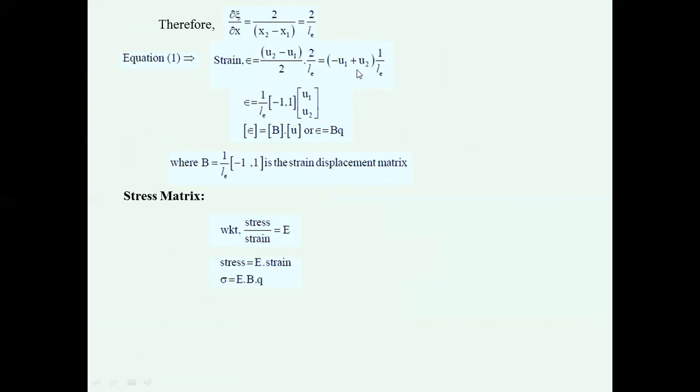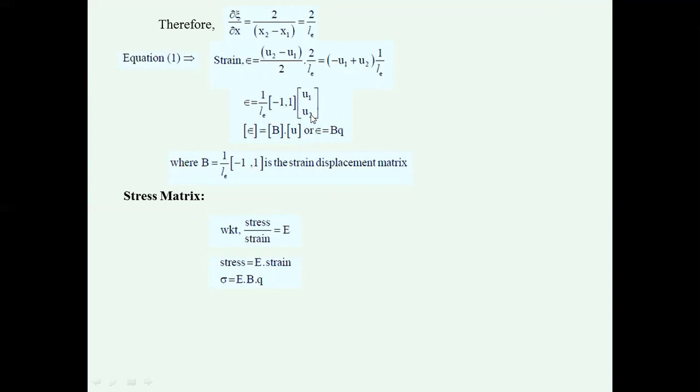Now this equation I will represent in matrix form. So strain is nothing but 1 by L. I will remove u1 and u2. If you remove u1 and u2, here you get the term minus 1, plus 1. So [minus 1, 1] into [u1, u2]. You expand this: minus 1 into u1 plus 1 into u2. You will get the same equation. Now 1 by L into [minus 1, 1], this I will represent as a capital B.